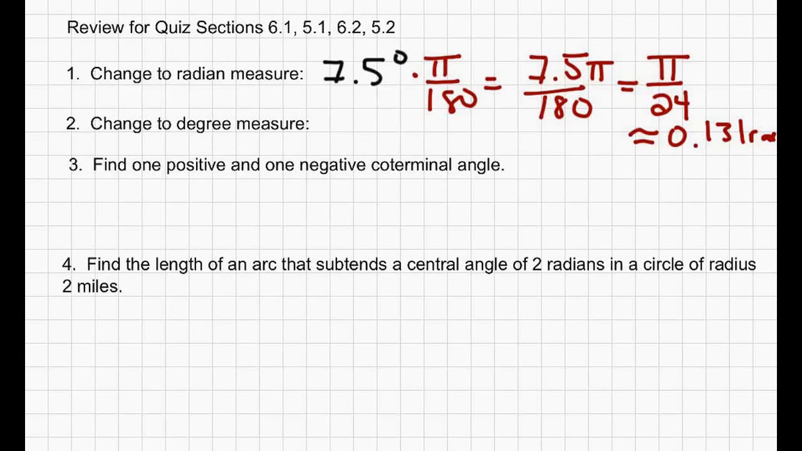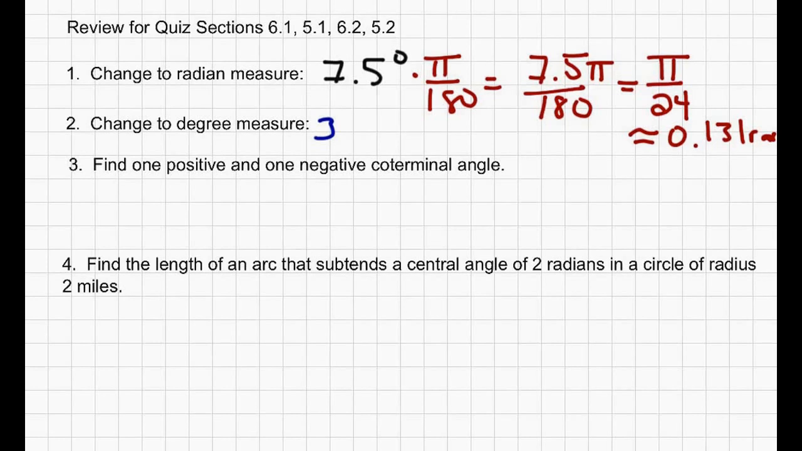Number 2, we want to change to degree measure 3 radians. Remember, there are 2 ways to give radian measure. One is as a numeric value, and you'll know you're in radians because you won't see that little circle that designates the degrees. Or sometimes it can be given to you in terms of pi. Well, 3 is just a numerical value.